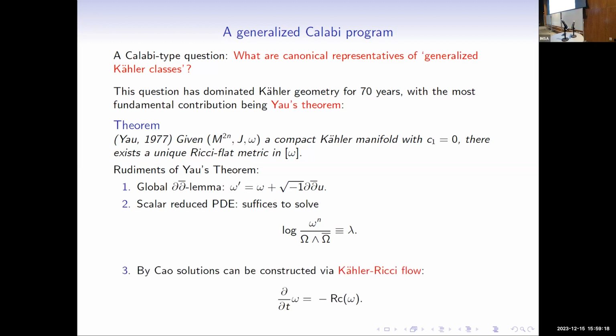Okay, and then of course Yau gave an elliptic PDE proof of his result, but more relevant to what I'll talk about today, Cao reproved the Calabi-Yau theorem using Kähler-Ricci flow. I'll say specifically what he proved later, but the point is you can start Kähler-Ricci flow with any metric if the first Chern class is 0, and it will exist for all time, and it will converge to the Calabi-Yau metric. So it gives a different proof of Yau's theorem.